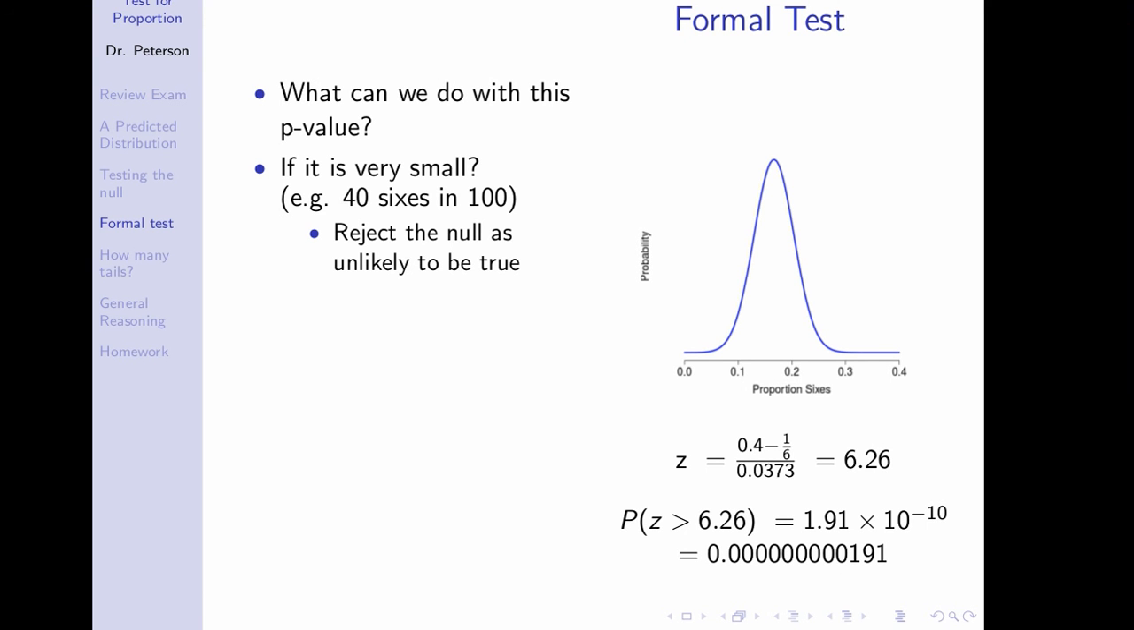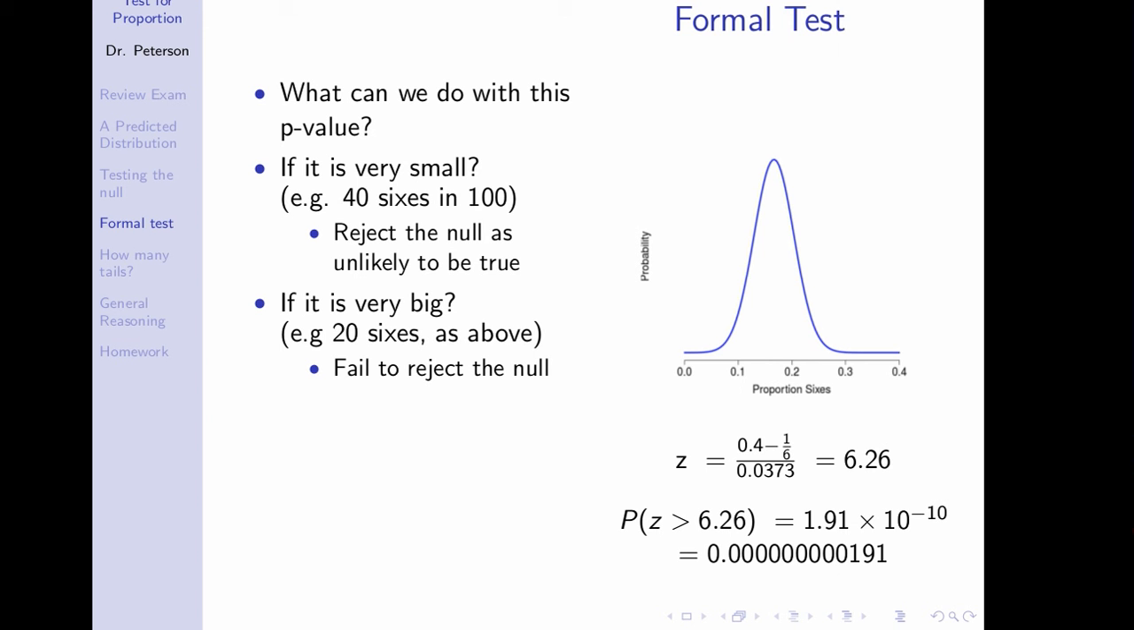In this case, we reject the null as unlikely to be true. We say that the proportion of rolls that come up 6 is unlikely to be 1 in 6. But what if our p-value is fairly big? Our example of 26 is above. In this case, all we can do is fail to reject the null.